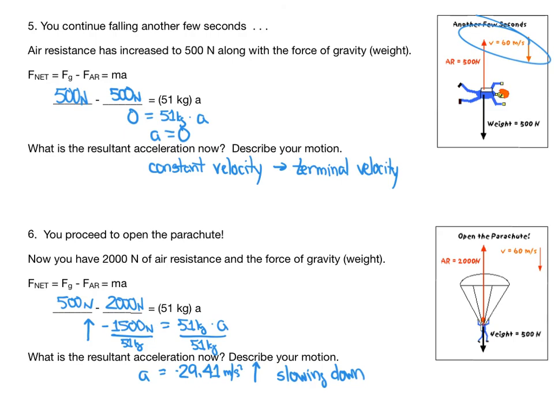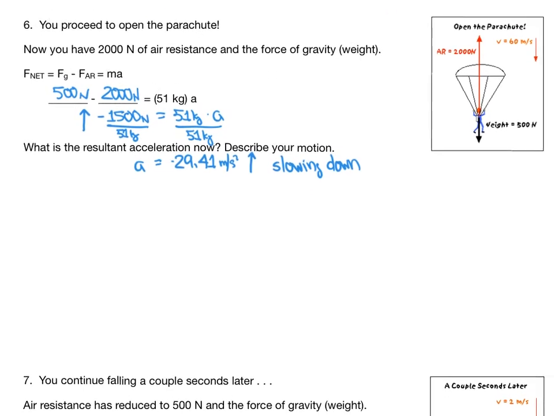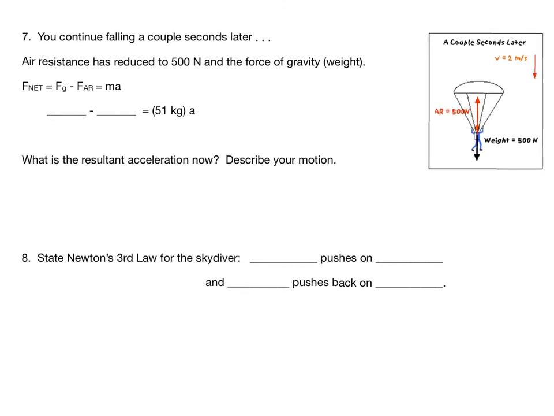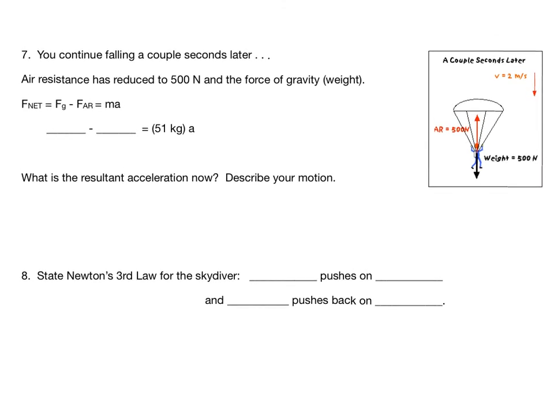Okay, let's keep going and see what happens if we keep falling. A couple seconds later again. So here we go. So air resistance is now reduced. And now it's the same as the weight again. And that's what air resistance does, right? It always wants to balance out the force of gravity. It can be greater than that or less than that, but in the end, the force of air resistance will eventually balance out your weight. And we see our velocity is greatly reduced, now only falling at 2 meters per second. So the parachute did its job.